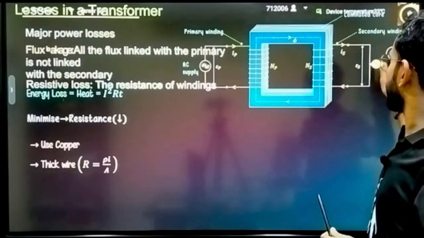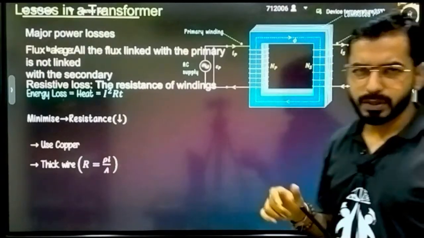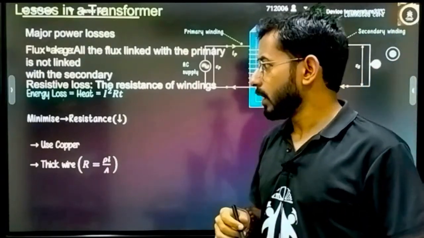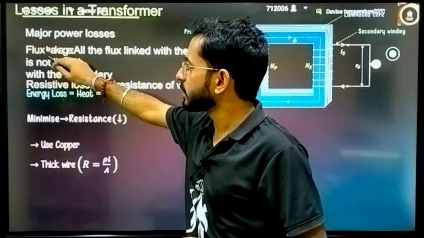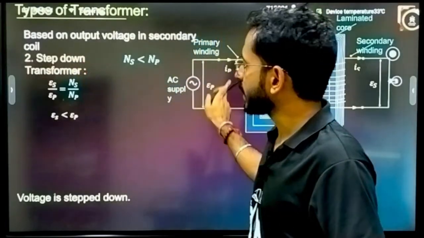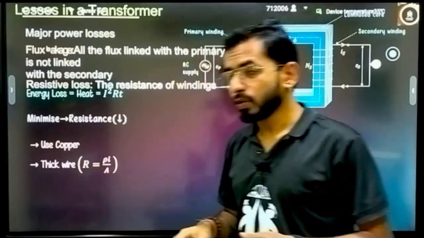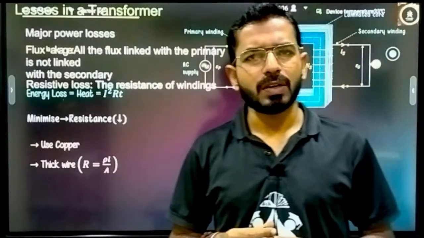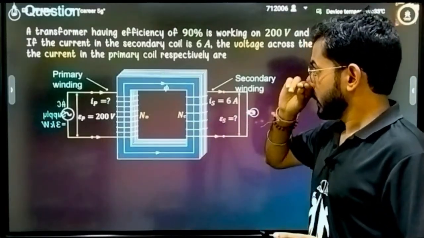So there are some power losses that you have to study. This is given in NCERT in complete depth. You have to read from there about power losses. There are flux leakage and resistive loss. And how to minimize those losses is also given in your book, so you read it from there. That is a thing.